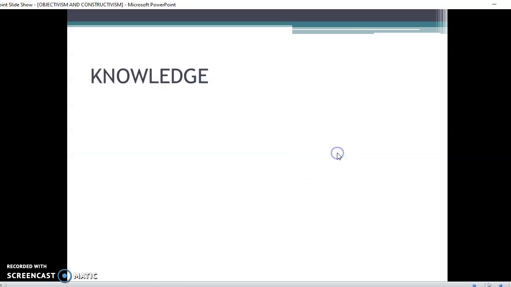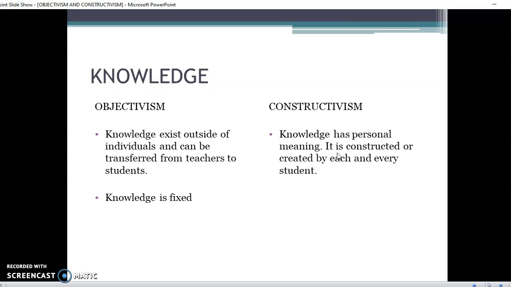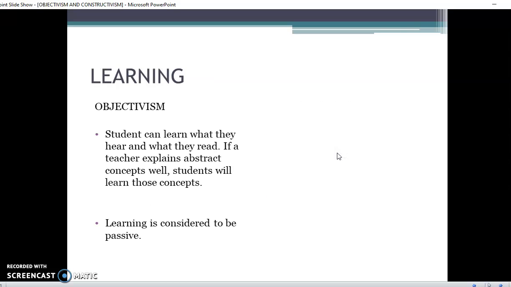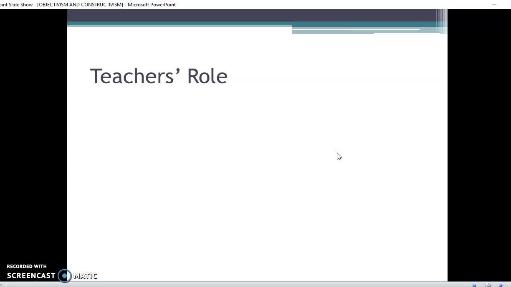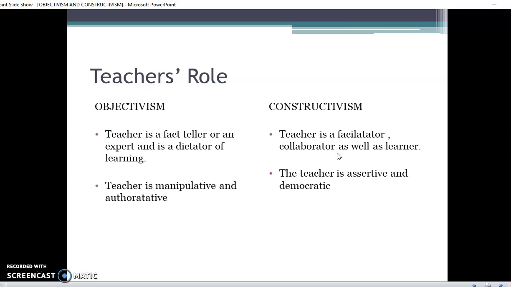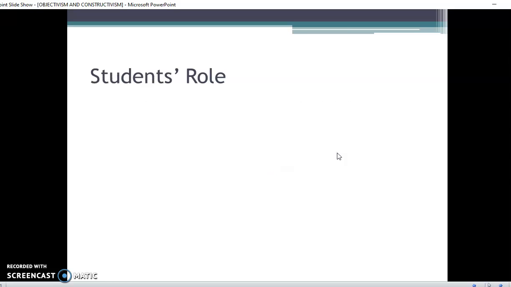And we also noted the difference in terms of the first criterion, that is knowledge. Second was learning. Third was teacher's role. So we saw in terms of knowledge, in terms of learning, and in terms of the role of a teacher, how different objectivism is from constructivism. Moving ahead, let us focus on student's role. So we'll see here how different the student's role in a constructivist classroom is from that of an objectivist classroom.